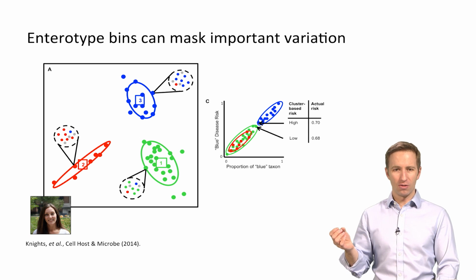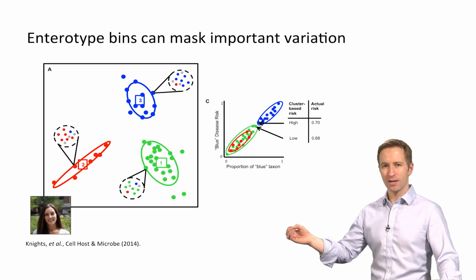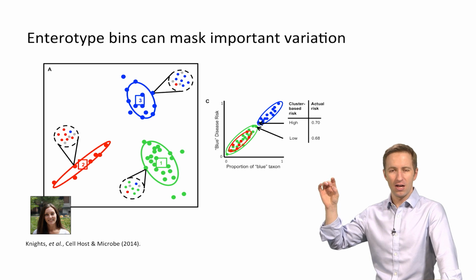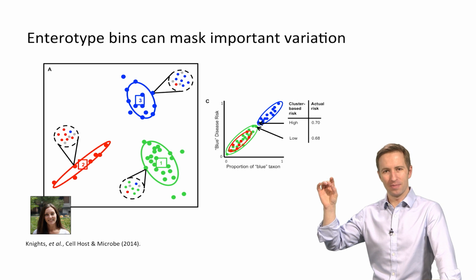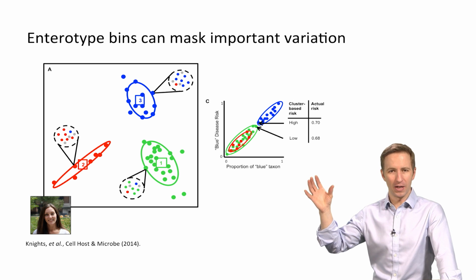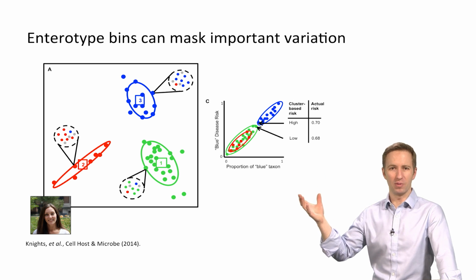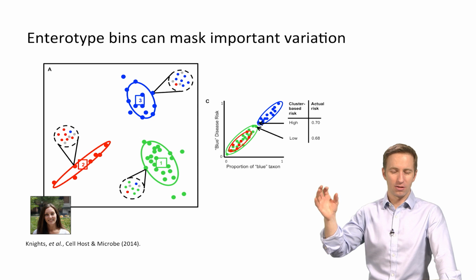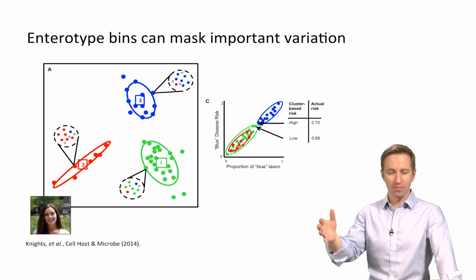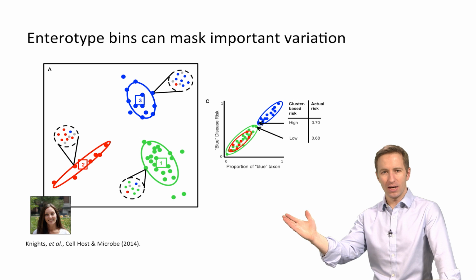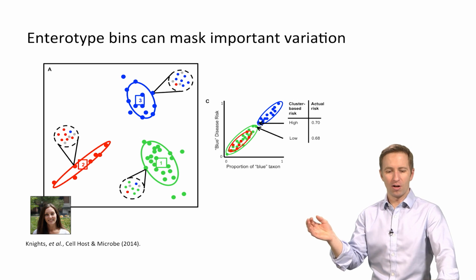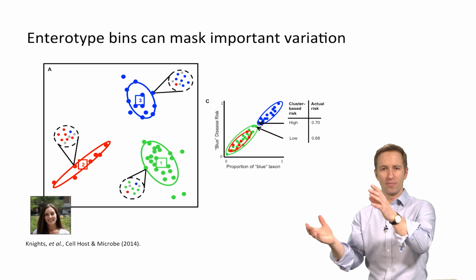So in this scatter plot, people who were at the far extreme end of the blue cluster, who have the most blue bug and therefore the highest risk of blue disease, are given the same risk score in a cluster-based analysis as the people at the less extreme end of the blue cluster. They're all basically lumped into the same group.